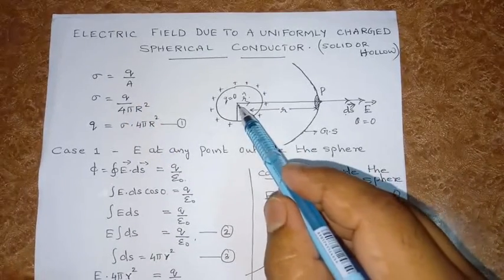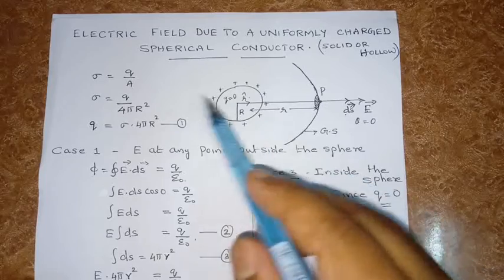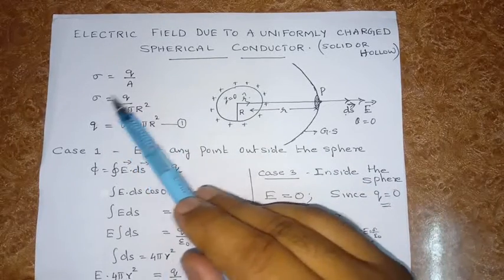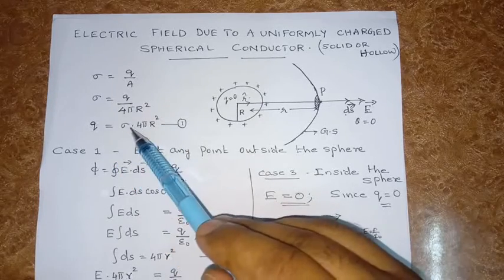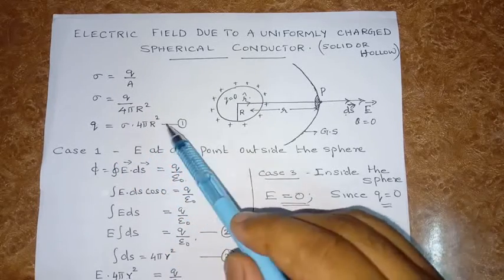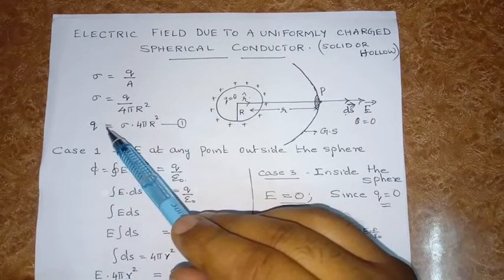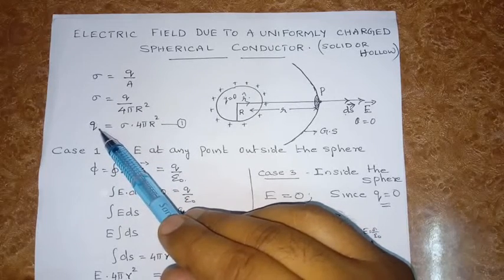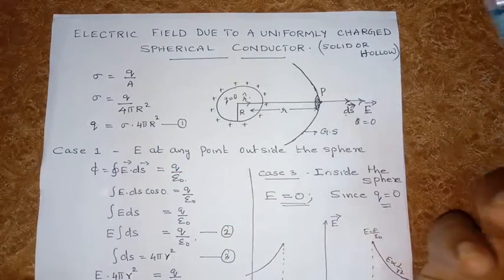So let us take R as the radius of this spherical conductor. Then the surface area will be 4 pi R square. Therefore sigma is equal to Q divided by 4 pi R square, where Q is equal to sigma into 4 pi R square. Put as equation number 1. This equation gives the total charge given on the conductor, and the total charge Q is equal to charge density times surface area of the conductor.